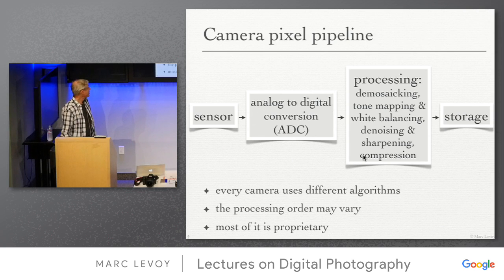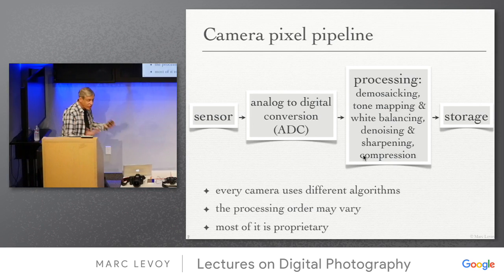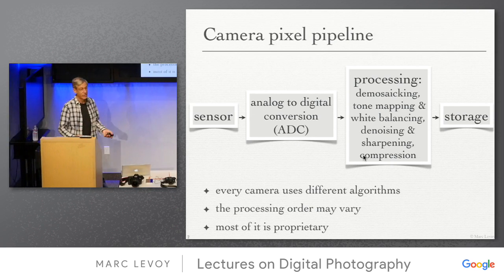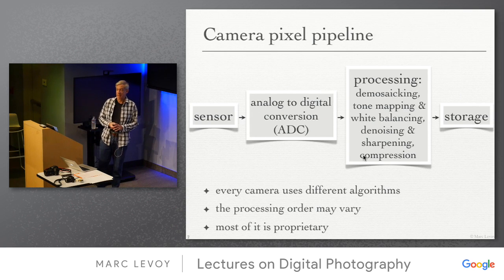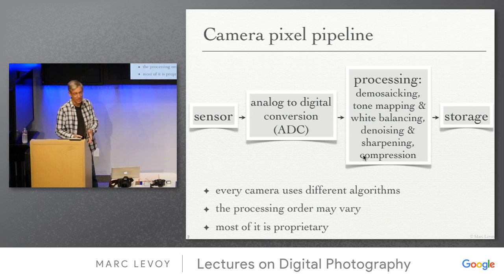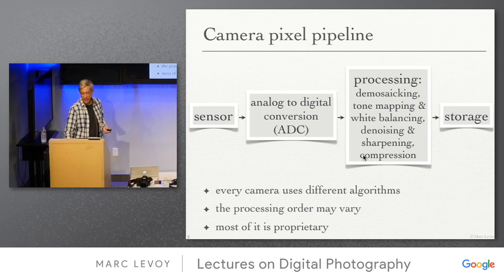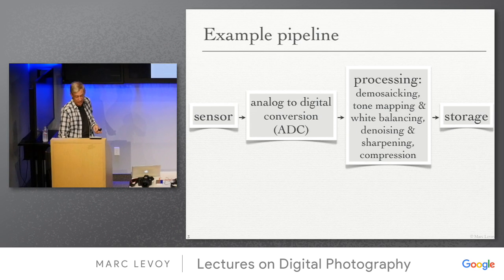And then storage. So it's hard to talk about any of these authoritatively because every camera uses different algorithms and they may be proprietary. So I know some processing pipelines. I certainly know the cell phone processing pipeline, and I can guess at what the single lens reflex cameras do.